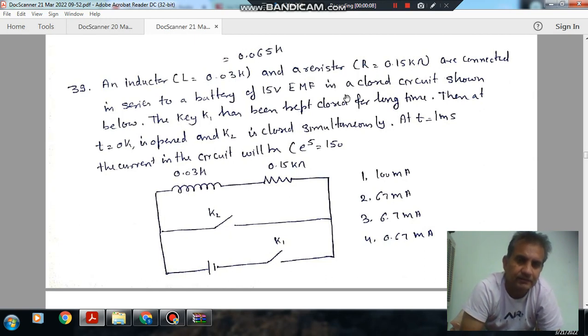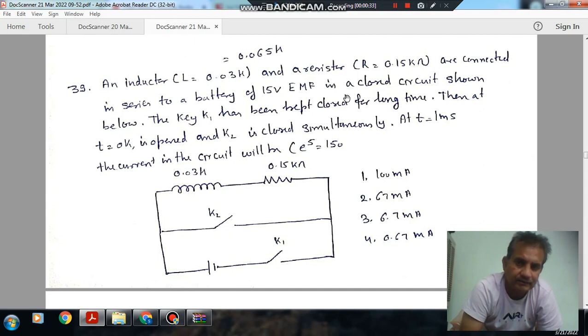Question number 39: an inductor L equal to 0.03 henry and a resistor R equal to 0.15 kilo ohm are connected in series to a battery of 15 volt EMF in a closed circuit as shown below. The key K1 has been kept closed for a long time.